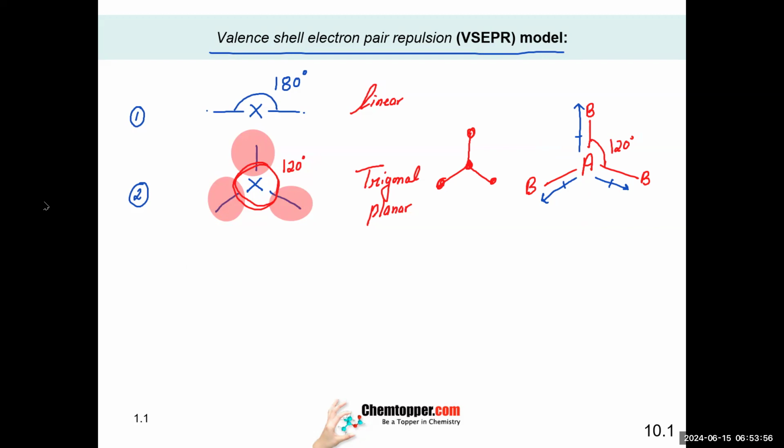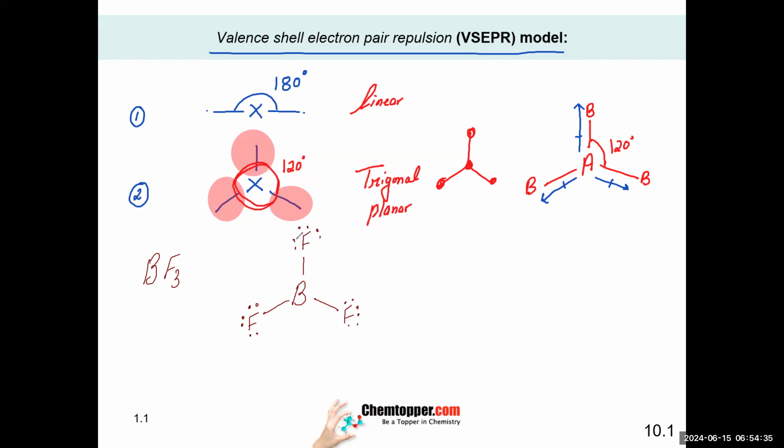Ready? So let's do one example here. BF3. Central element, you know, fluorine is never the central element, as it is the most electronegative. Central element, skeleton, total valence electrons. Complete the octet of fluorine first. Check how many used, how many left. Is there any lone pair on boron?